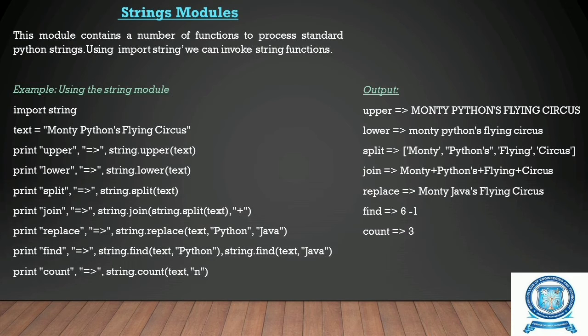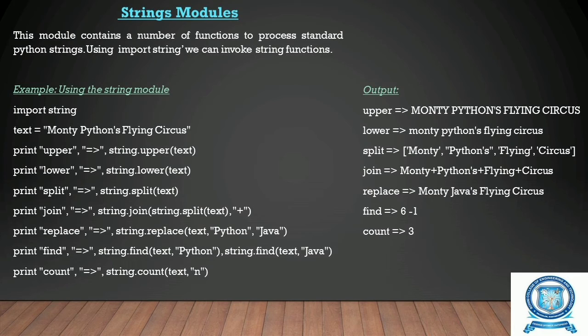So, now let us see about the string module. This module contains a number of functions to process standard Python strings. So, using import string, we can invoke all the string functions from the module. Okay. So, see the example, we are doing import string. This string is the module, so that we can use all the other methods we have learned till now. So, see this example, text is equal to the given string, Monty Python's Flying Circus.